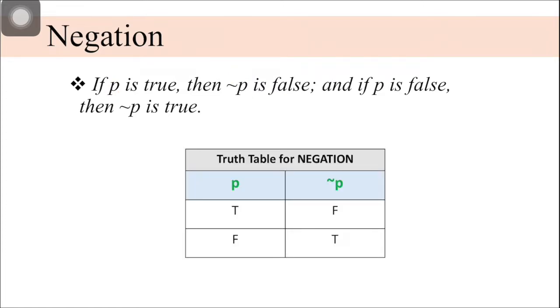So let's construct a truth table for negation. If you have a statement P, there are only two forms of statement. It could either be true or false. So that's why we wrote there true and false. Your T there is true and your F there is false. Then the negation of P: if P is true, then the negation of P is false. And if your statement P is false, then the negation of false is true.